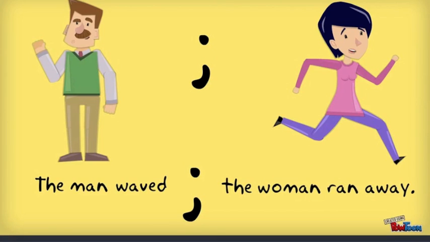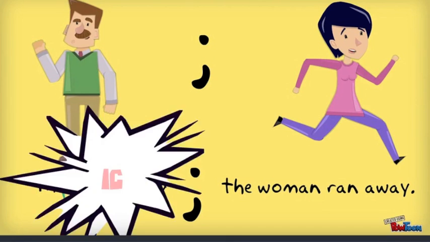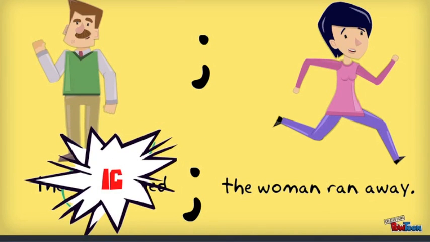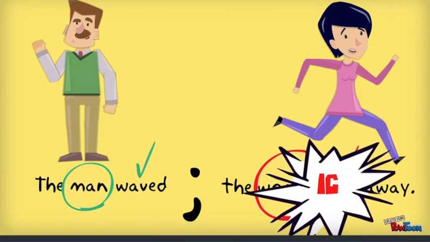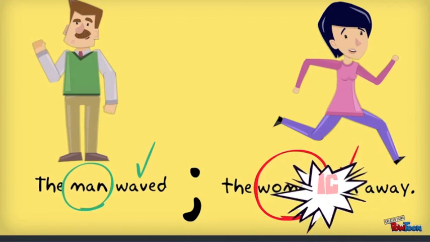Let's look at the first half of the sentence. Let's identify if we have a complete sentence. First, we need to find the verb. Waved is our verb. Now, who waved? The man waved. Aha, we have a verb subject pair, so we have an independent clause. Now let's look at the other one. Ran. Who ran away? The woman. So, woman ran. There's our verb subject pair. We have another independent clause. That means we can successfully connect both sentences using a semicolon.